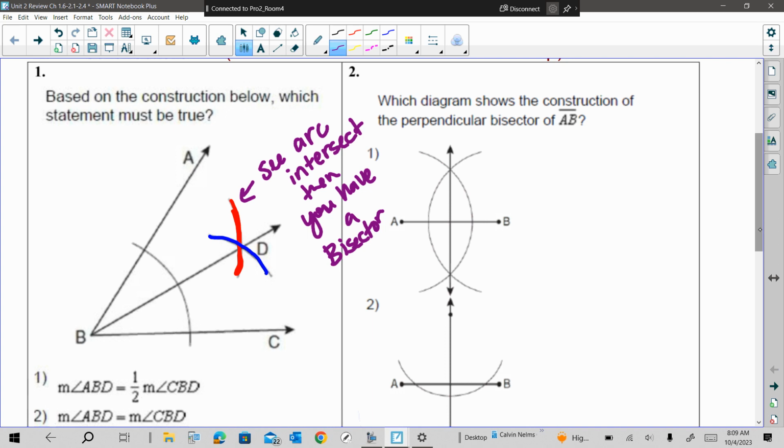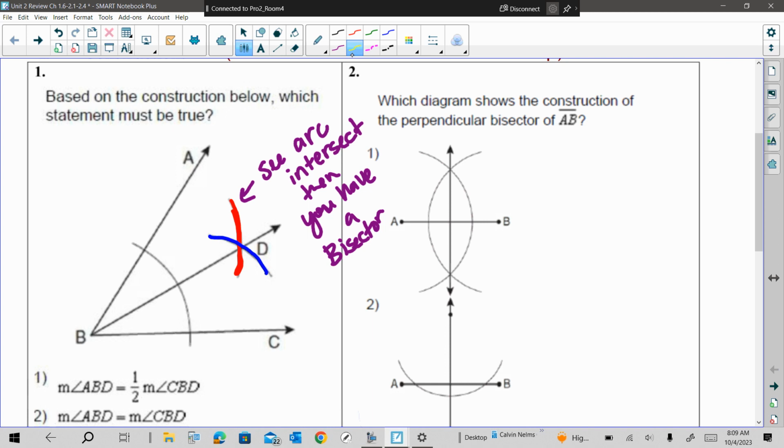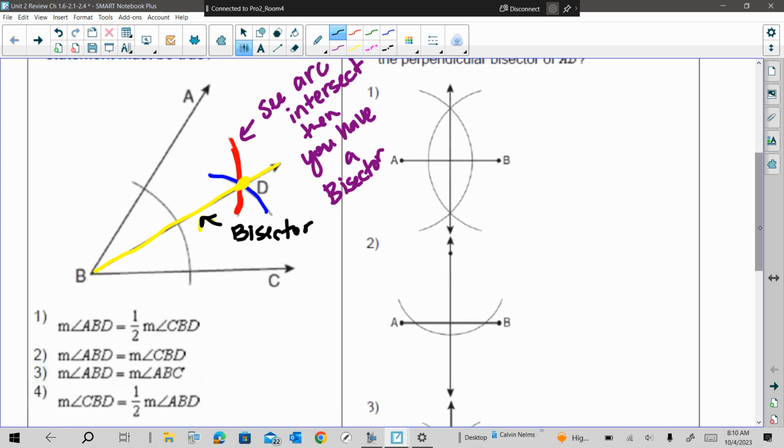Because we're looking at an angle in this picture, our ray that goes through that intersection right here, this BD, that is your bisector. So this would end up being the bisector. A bisector cuts an angle into two congruent angles. So I can just number in the interior like angle 1, angle 2. These two angles will be congruent.